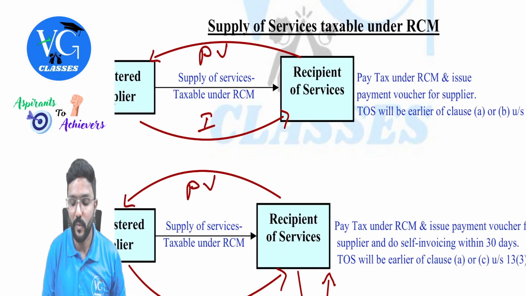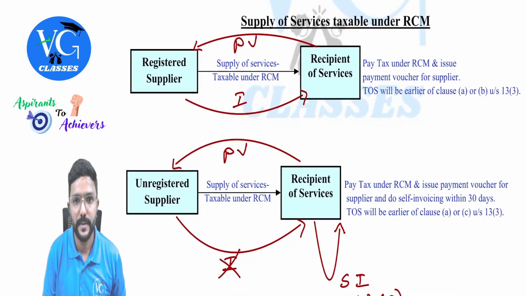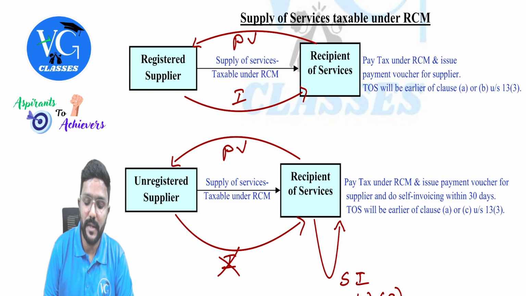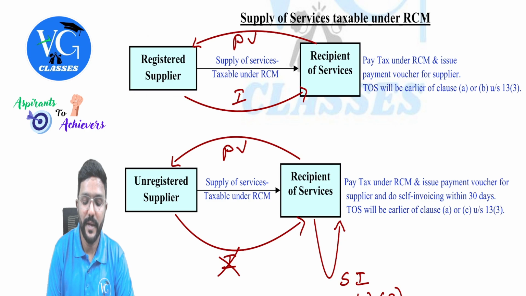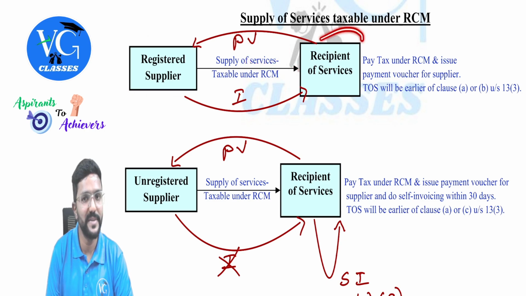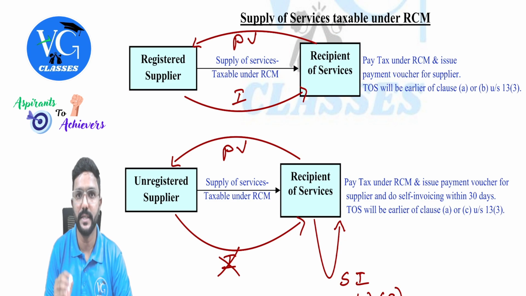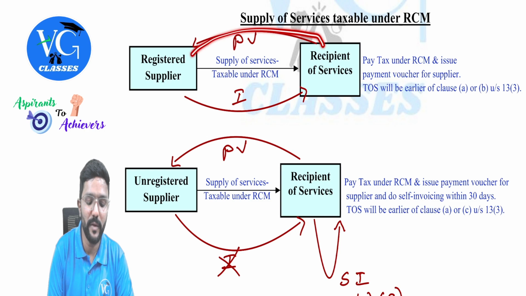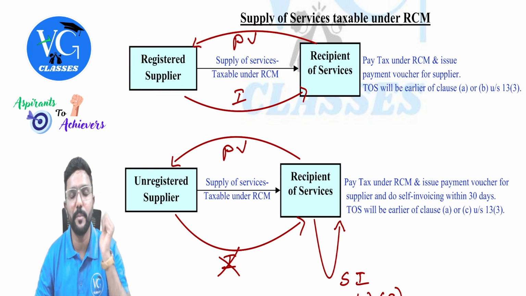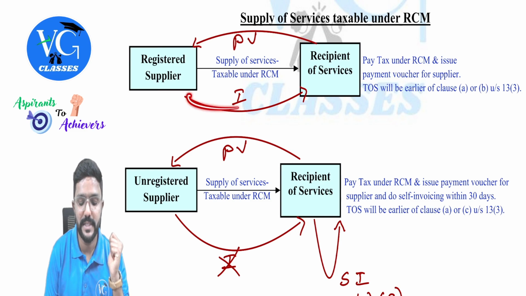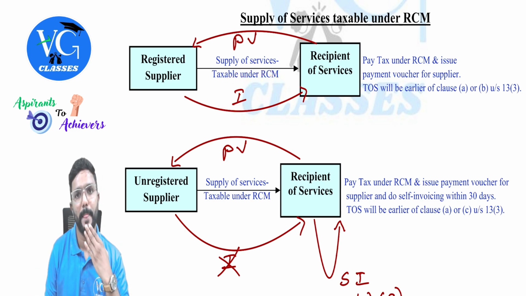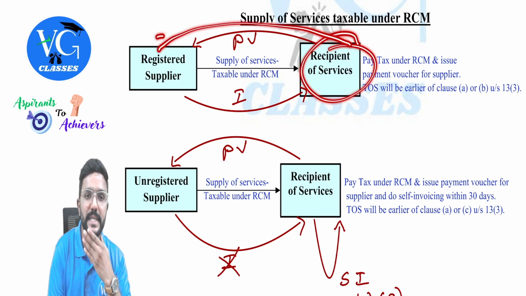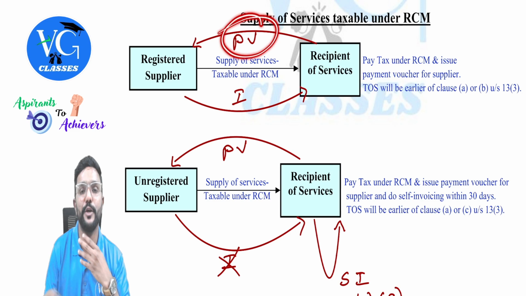This is also connected to the invoice topic, guys. Now, assume there is a supply of services which is taxable under reverse charge mechanism. First check whether supplier is registered. If supplier is registered, he will supply the services which is taxable under RCM, so that means recipient is the one who is liable to pay GST. So in that case, recipient will pay only consideration to the supplier. He will not pay GST amount. In that case, supplier will issue invoice to the recipient because he is registered. Recipient will pay only the consideration amount to the supplier and issue payment voucher.